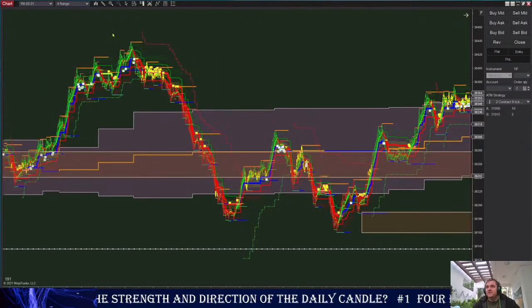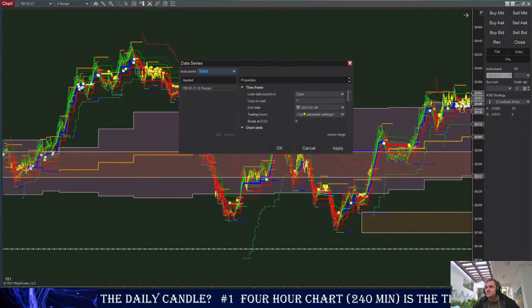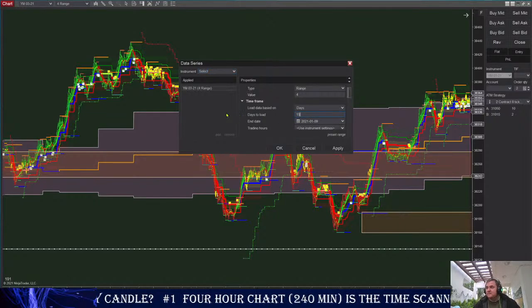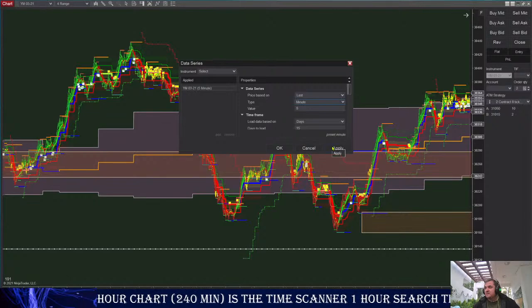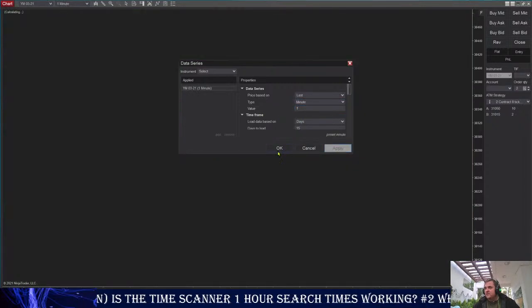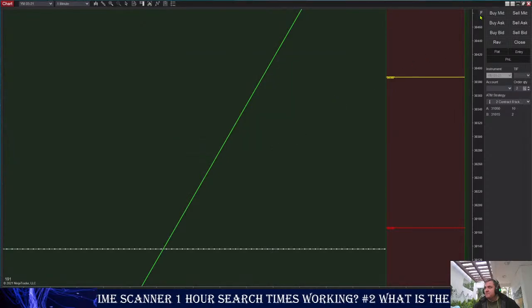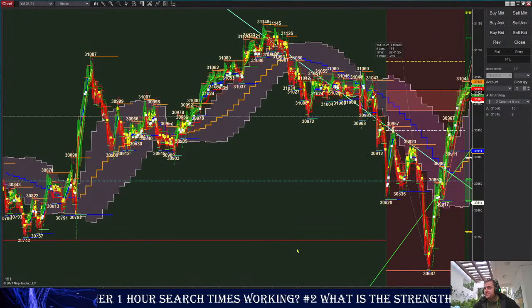Okay, let me see if I can go to. Let's try something here. I want to see if I can get more days. And then what I'm going to do is I'm just going to go to another chart here. It's going to look a little uglier with the green and some of the bars, but the main thing I want to show you is will it touch the line?